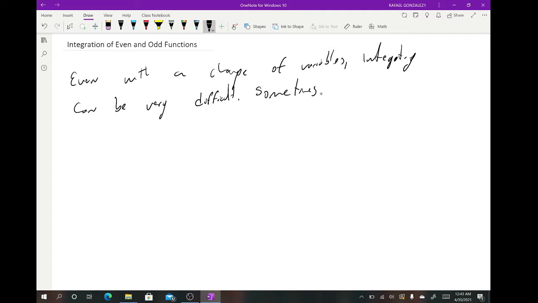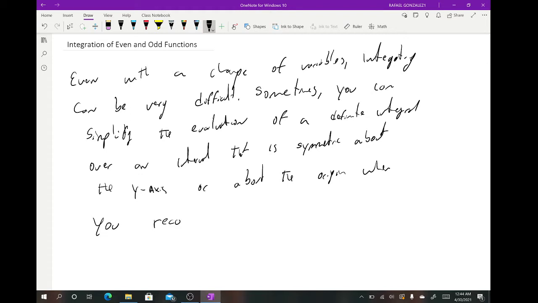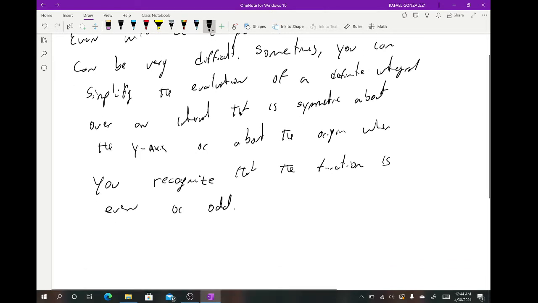Sometimes you can simplify the evaluation of a definite integral over an interval that is symmetric about the y-axis, or about the origin, when you recognize that the function is even or odd. This is again something that was introduced in pre-calculus, the idea of an even or an odd function.